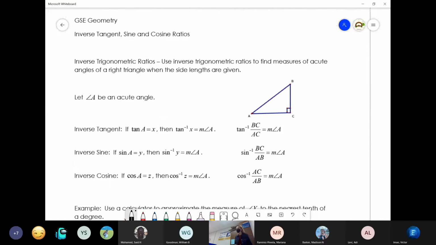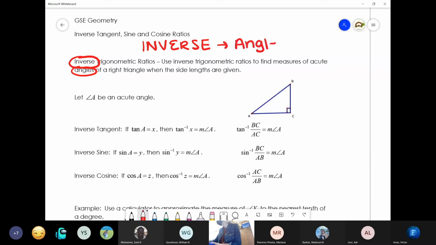Okay, so the big thing we want to know is that whenever we are using the inverse trig ratios, it's used to find angles. So I want you guys to write this down. Inverse means we're going to be finding angles. If you want to write that big, whenever we're using the inverse, we're solving for the angle measure of a triangle. So inverse means we're finding angles.